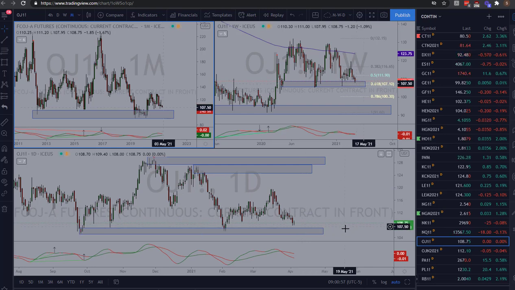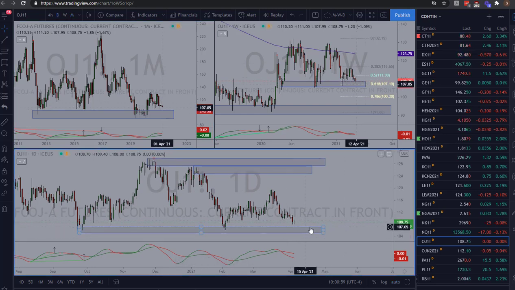So all we need to do is sit back, be patient, and set price alerts at these levels, anywhere from the 108 to 106 area. Let's see how we react, and then once we do, I'll be using a couple of other tools that I use in my trading to confirm whether or not we want to get long.